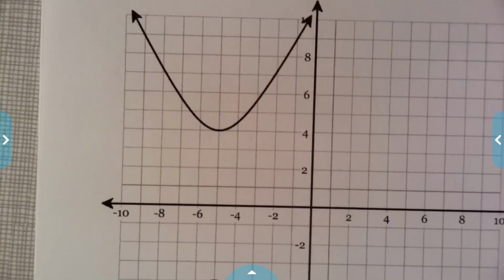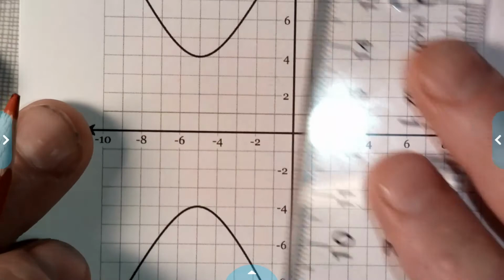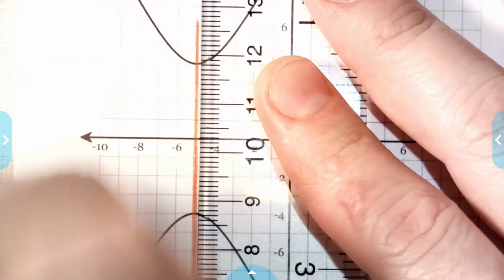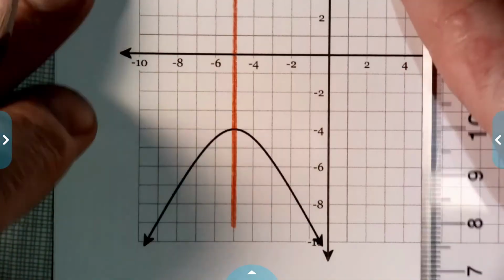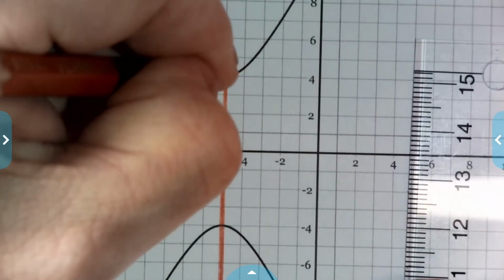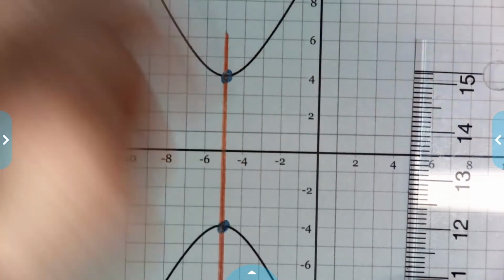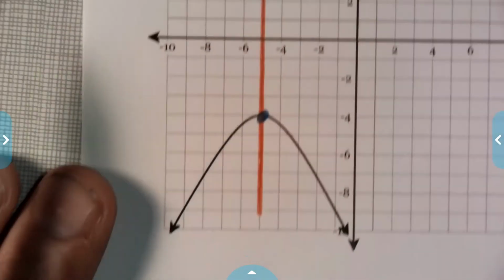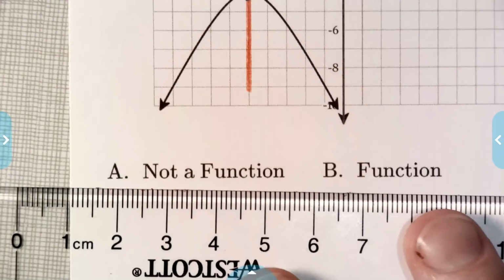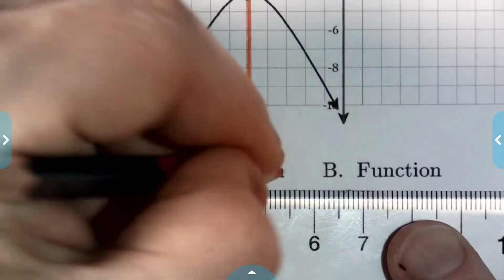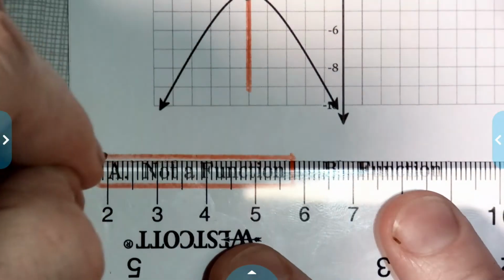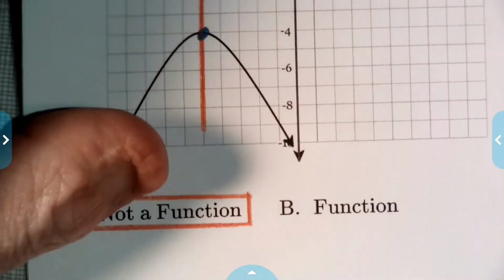We're asked to determine whether the graph represents a function. We're going to use the vertical line test. Here's the vertical line test: if I can draw a vertical line like that, and it hits my graph at 2 places, then it is not a function. Okay, so this is down here. We're going to put a box around this. Not a function. Okay, that was number 11.